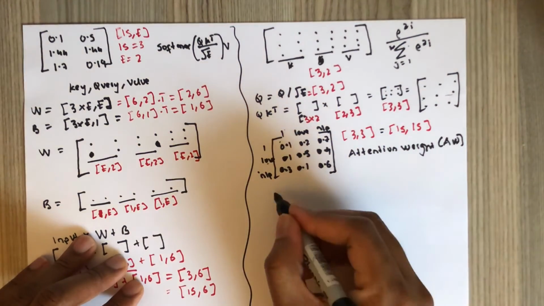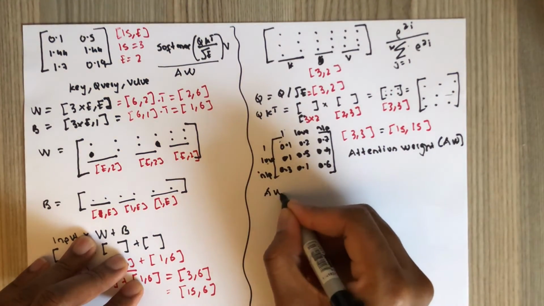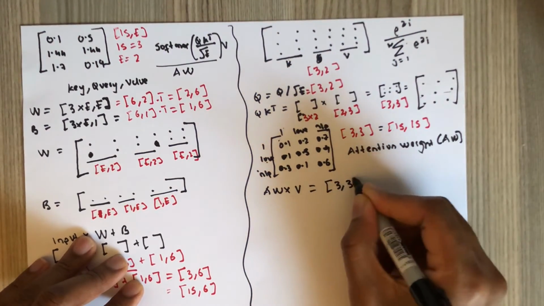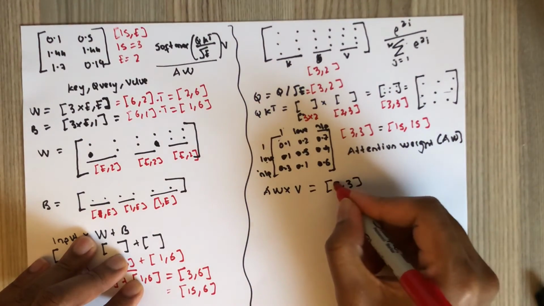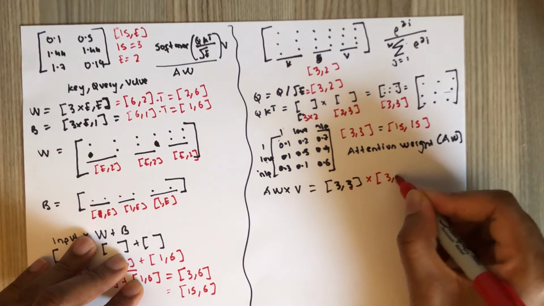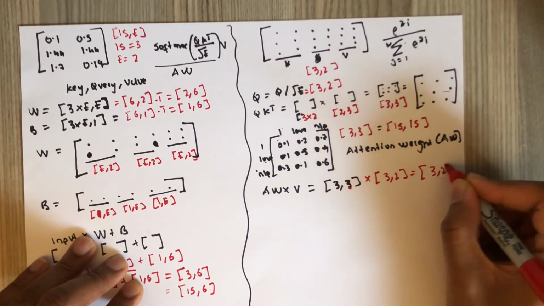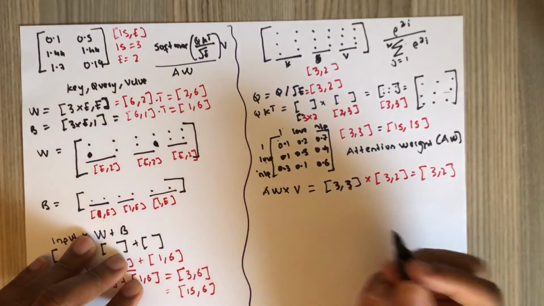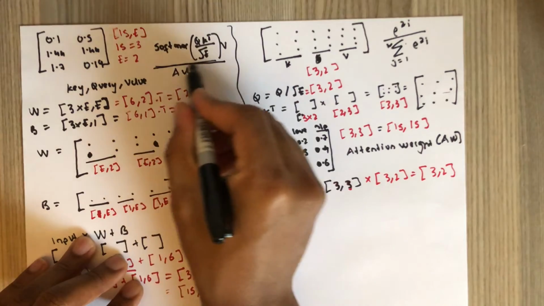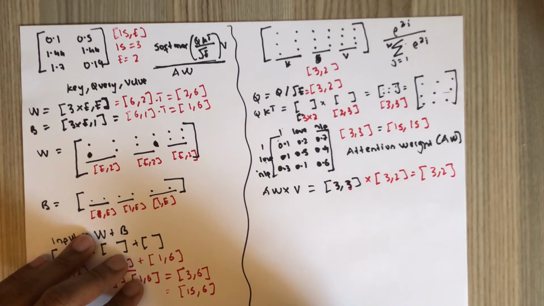Finally, we need to take the attention weight AW and multiply it by V. V is this, 3 by 2. Attention weight has a dimension of 3 by 3, multiplied by V, which has a dimension of 3 by 2. And the resulting tensor has a dimension of 3 by 2. So this is after the self-attention. We have completed the self-attention, but it's not yet over.